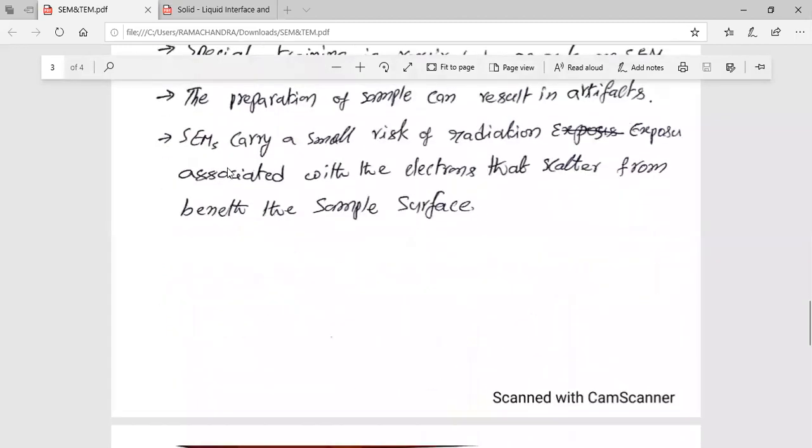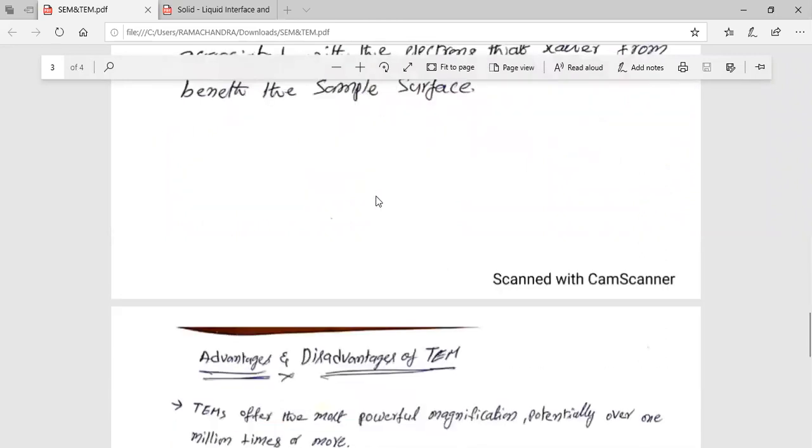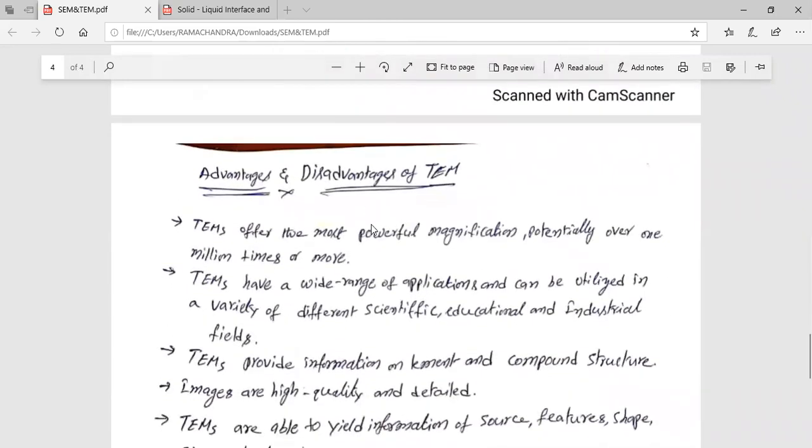Scanning electron microscopy carries a small risk of radiation exposure associated with the electrons scattered from the beam to the sample surface. While the electrons are traveling from the electron source to the sample specimen, we face some risk. So there is a radiation risk. These are the disadvantages of scanning electron microscopy. Next we discuss the advantages and disadvantages of transmission electron microscopy.